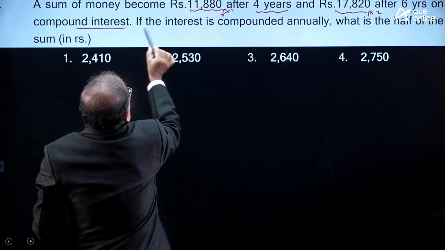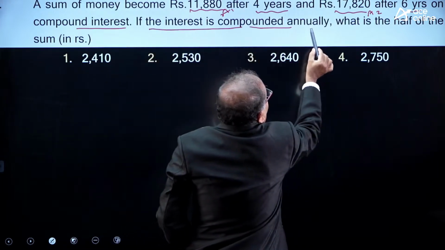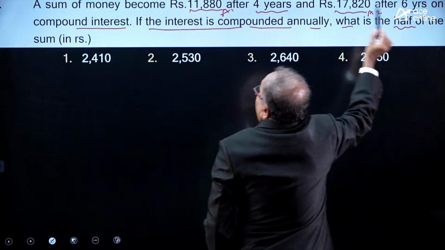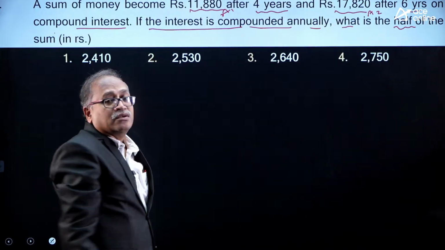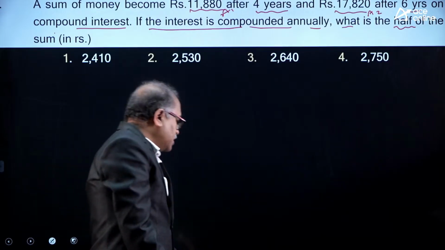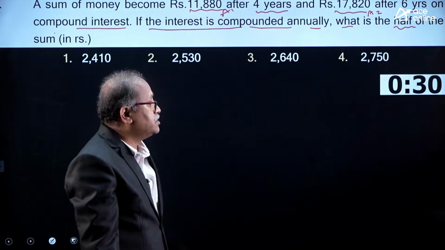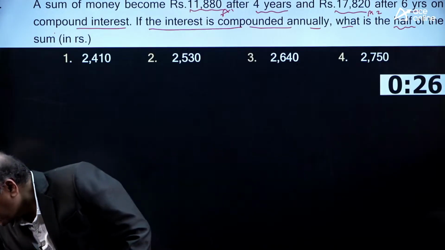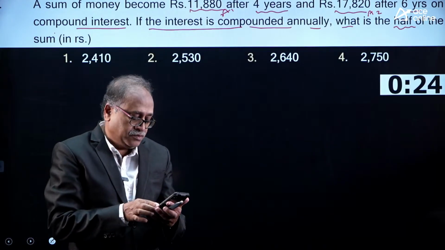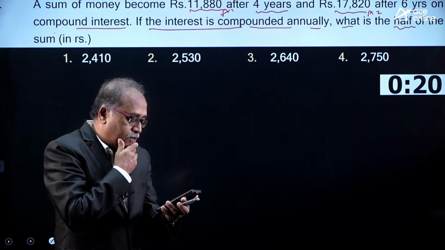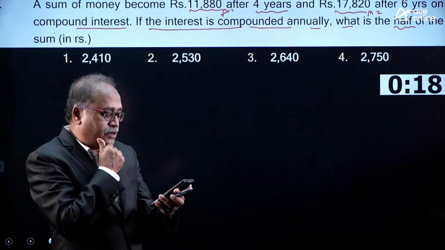So, compound interest. If the interest is compounded annually, what is the half of the sum? Once I get the sum, I will make half of it. Let us understand and try to answer the question. Your 30 seconds starts now. Yeah, 12 is right, 12 is right.